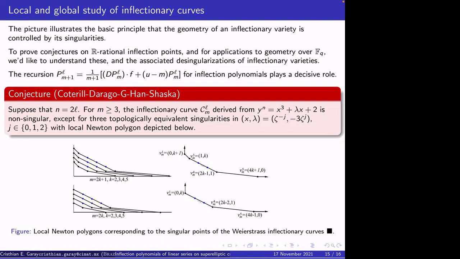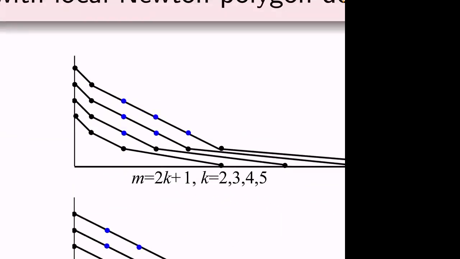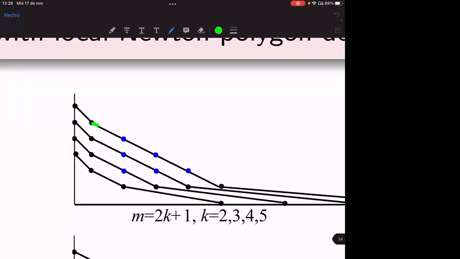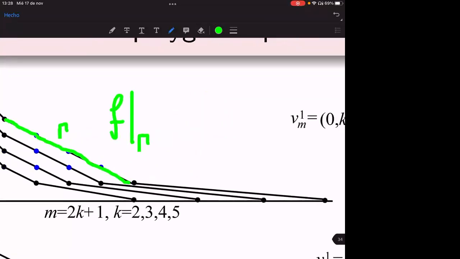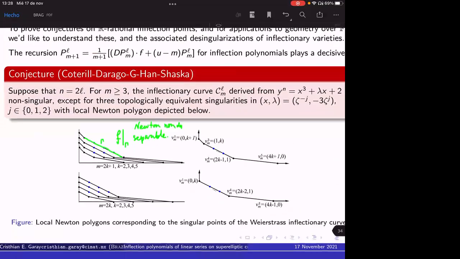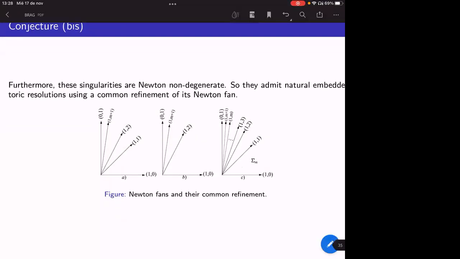We conjecture that these singularities are Newton non-degenerate in the sense that, you take the polynomial, you take this side gamma, which has several interior points, and you restrict the polynomial to gamma. Newton non-degenerate means that this restriction is separable. And why do we care about this? Because Newton non-degenerate singularities can be solved by toric geometry.